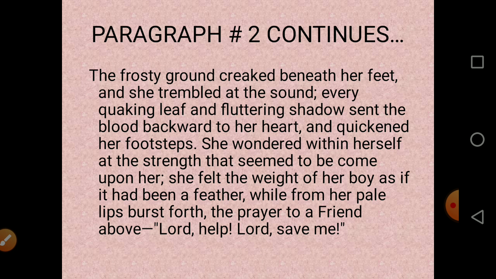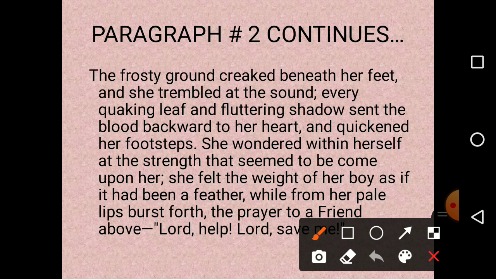Paragraph 2 continues. The frosty ground means full of frost, means it was too cold. Everywhere it's ice and snow. Because of that, when she walked, it actually creaked beneath her feet. Creaked means it made a sound. When she was walking, the ice was making a little sound. And she trembled at the sound. She was trembling that because of the sound of her feet, they might come to catch her.